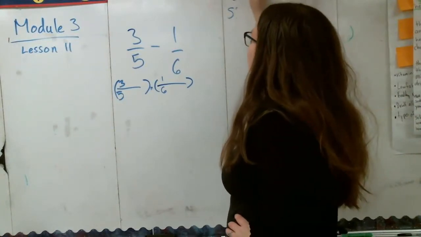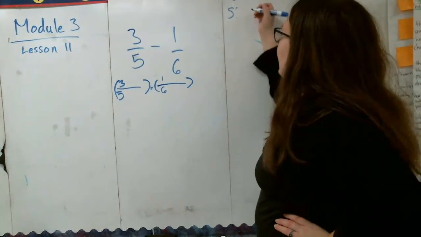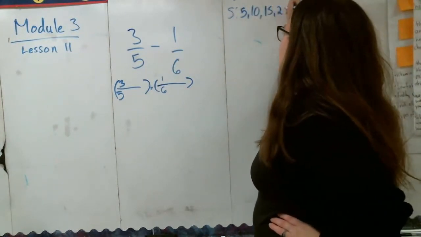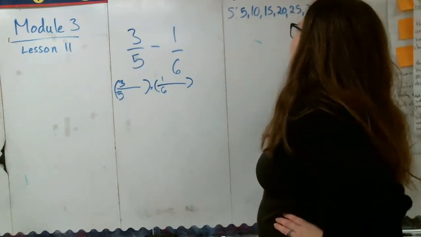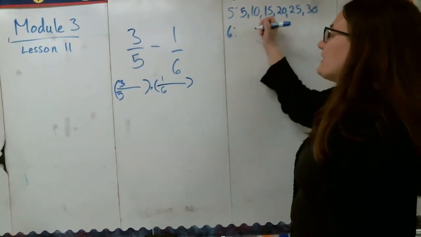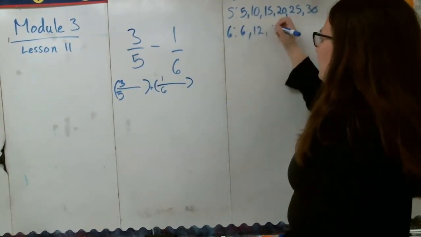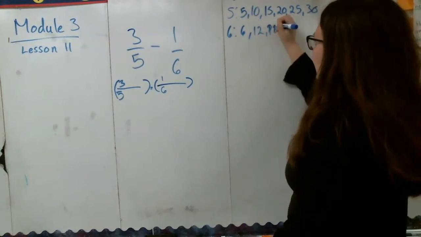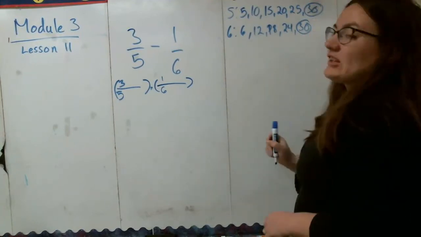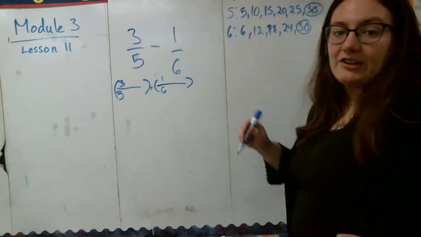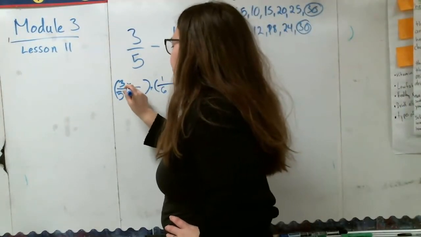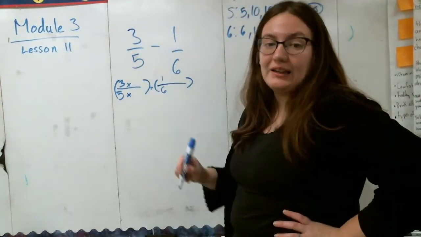So when I go to find my LCM, I just list all the multiples of 5: 5, 10, 15, 20, 25, and 30. And then I'll list out my multiples of 6 as well. So for 6, I have 6, 12, 18, 24, and 30. 30 is going to be our least common multiple because it is the smallest number that matches between both of these rows. So that tells me that I just need to multiply by the denominator on the other side.